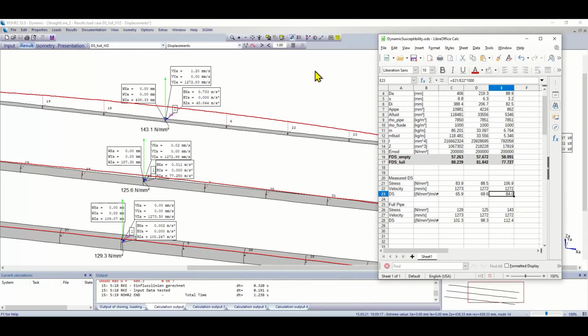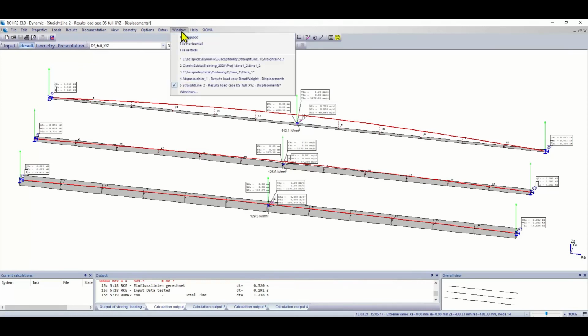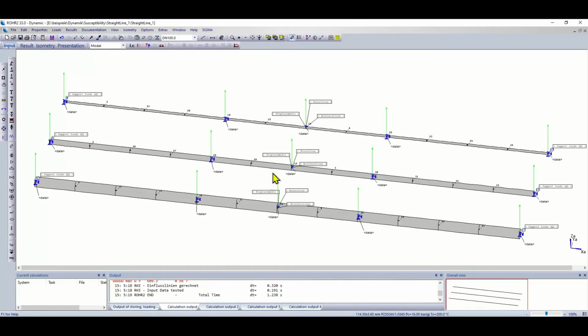Now, this dynamic susceptibility, as written in the standard in the 13480, references the absolute maximum velocity in the system. And I think this is not a very useful situation, and I would like to show you why. So I've prepared another model in which I've put some intermediate nodes, and first of all, let's check the results here.